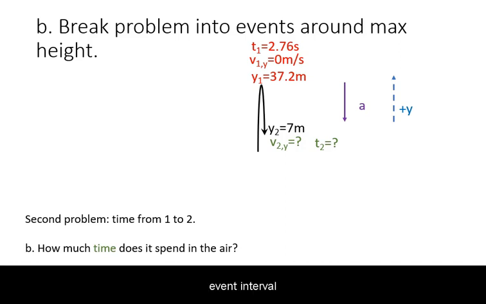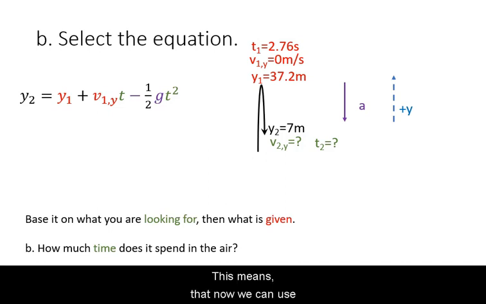The second event interval is from maximum height to when the projectile hits the rooftop. Note that we have more knowns this time because in a previous part of the problem, we have calculated what that maximum height was. This means that now we can use the middle equation, where now time is the only unknown. Also, be careful to plug in for new starting point, which in this case is that of the maximum height.